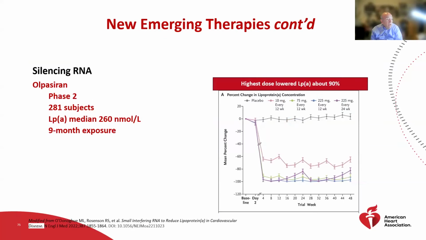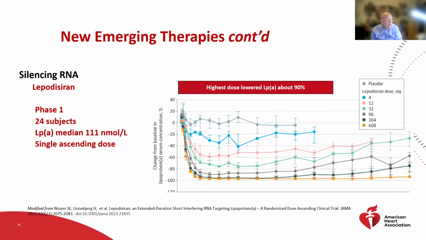The next drug is olpasiran, which is one of the silencing RNA group of drugs that are slightly different from an antisense oligonucleotide in the mode of action. They all reduce the synthesis of the little a protein. And in this phase 2 trial, you can see that over 9 months, there was a dramatic, remarkable reduction at all the doses with olpasiran. The next drug is lepodisiran, another of the silencing RNAs.